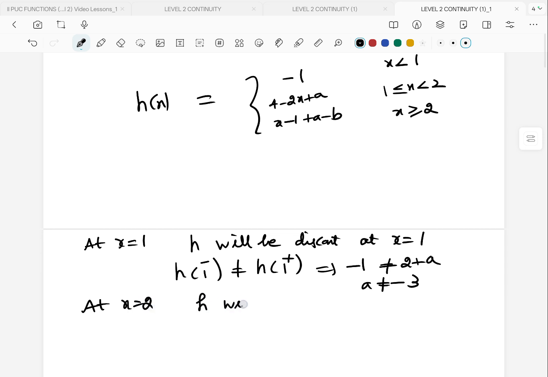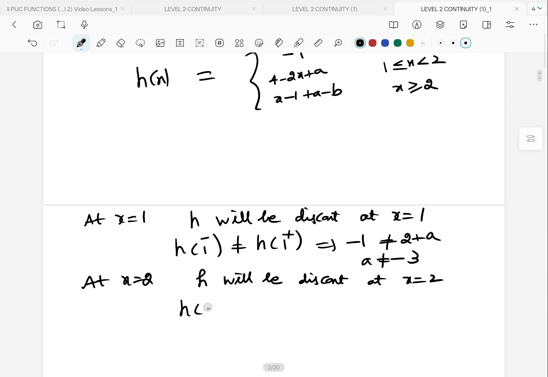Next, at x equal to 2, h will be discontinuous at x equal to 2 if h of 2 minus is not equal to h of 2 plus. What is h of 2 minus? If you put x as 2, this will become 4 minus 4, 0 plus a, not equal to 2 minus 1, 1 plus a minus b, which means that b is not equal to 1.